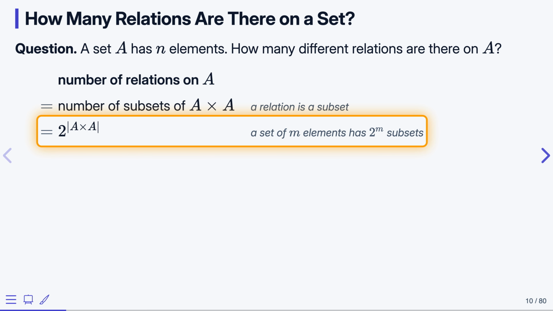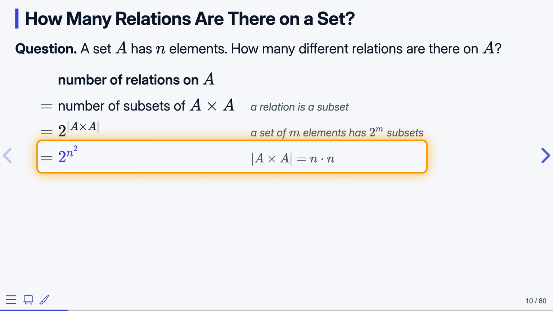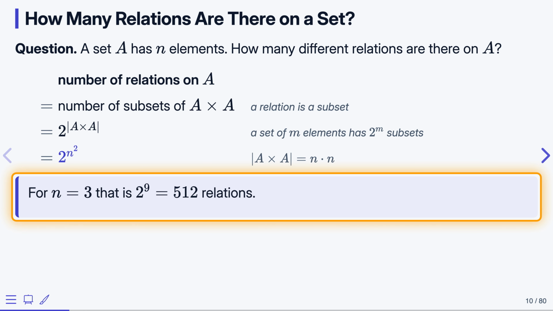Step 2. There is a rule for subsets. A set with m elements has 2 to the power m subsets, so the answer is 2 to the power of the size of A cross A. Step 3. How big is A cross A? It is n times n, which is n squared, so the answer is 2 to the power n squared. Let's try it. If A has 3 elements, we get 2 to the power 9. That is 512 relations on a set of only 3 elements.